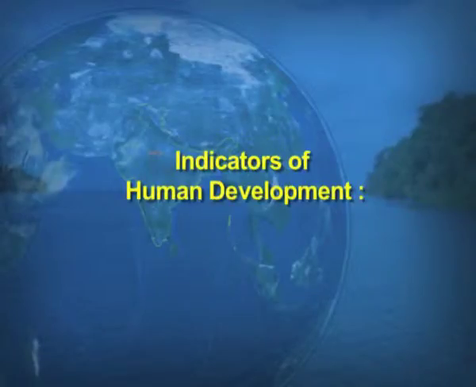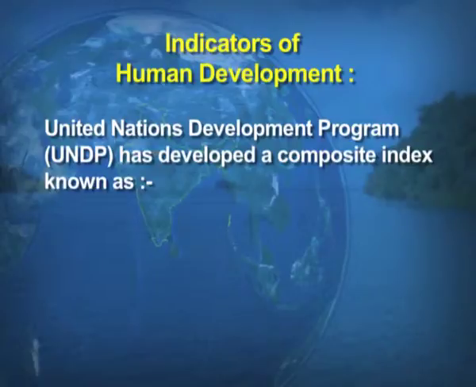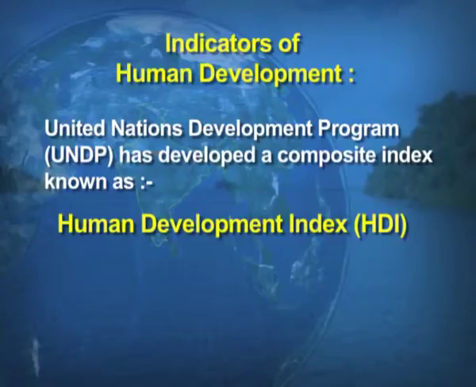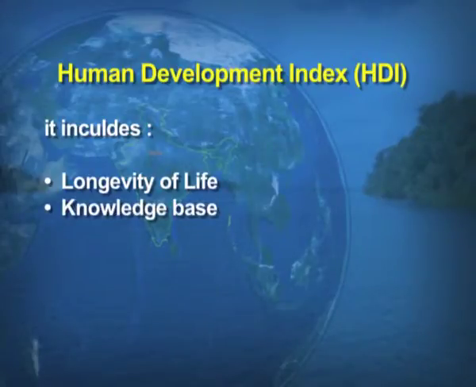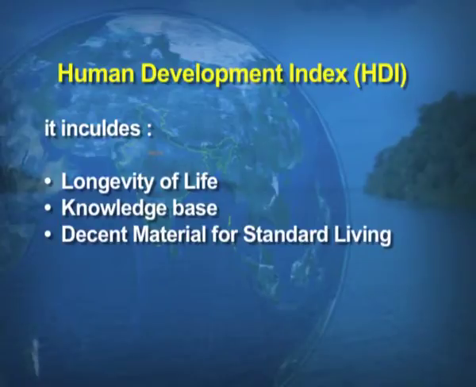Now, we talk about the indicators of human development. How can we say that a country or a state or a person is developed? UNDP, that is the United Nations Development Program, has developed a composite index which is known as HDI, which stands for Human Development Index. That index includes 3 things. 1, longevity of life. Number 2, knowledge base. Number 3, decent material standard of living.